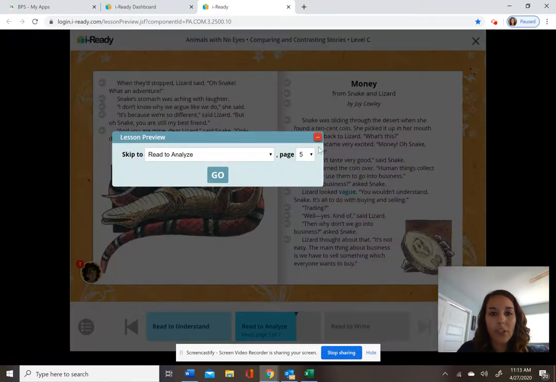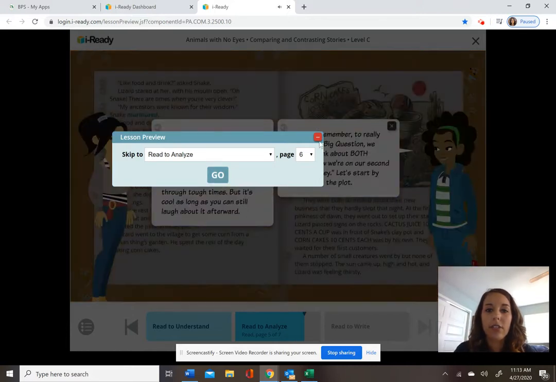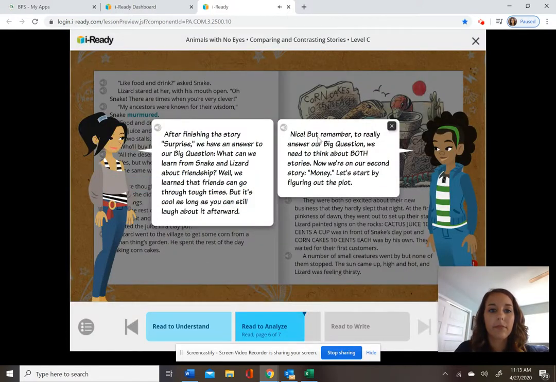All right, we are going to move to page 6 for this. After finishing the story Surprise, we have an answer to our big question. What can we learn from Snake and Lizard about friendship? Well, we learned that friends can go through tough times. A little bit about the message. As long as you can still laugh about it afterward. Nice. But remember, to really answer our big question, we need to think about both stories.